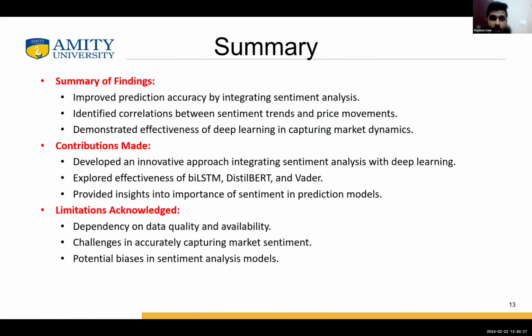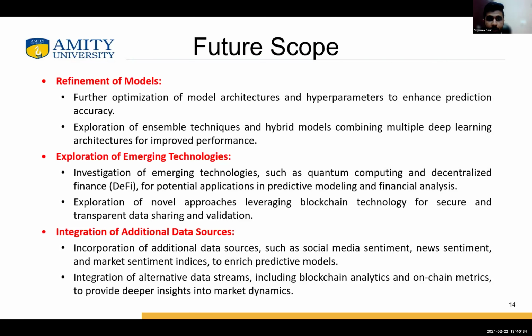And finally, coming on to the summary, this is the basic summary of our research. And coming on to the future scope, we plan to refine the models by further optimization of model architectures and hyperparameters to enhance the accuracy. We also plan to incorporate emerging technologies such as quantum computing, DeFi, and various other technologies as well. And we also plan integration of additional data sources.